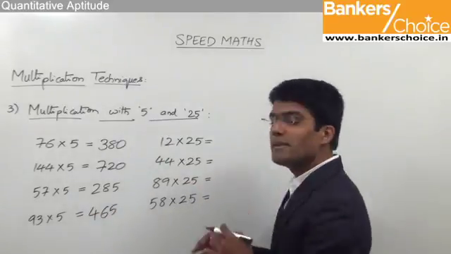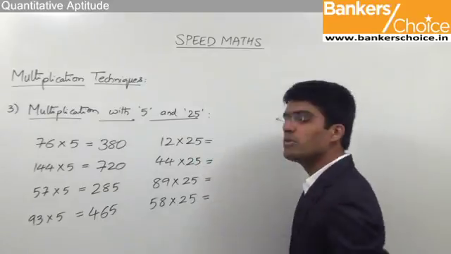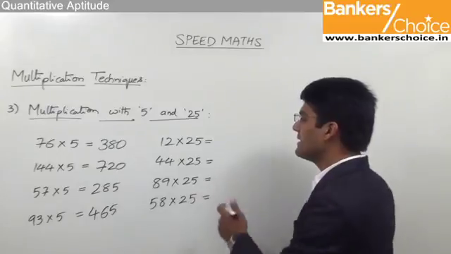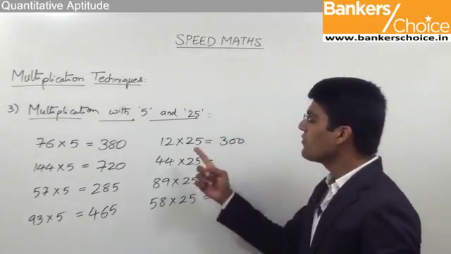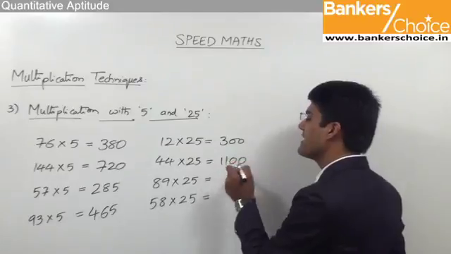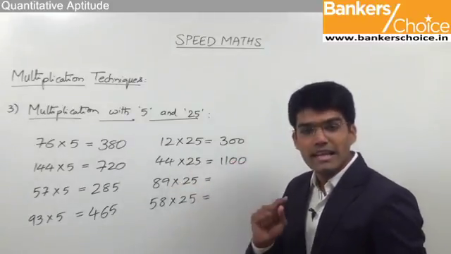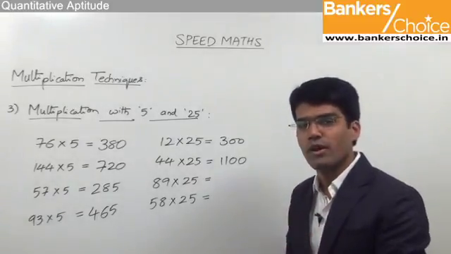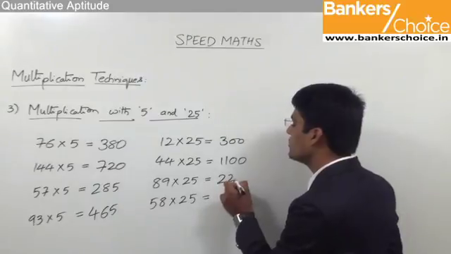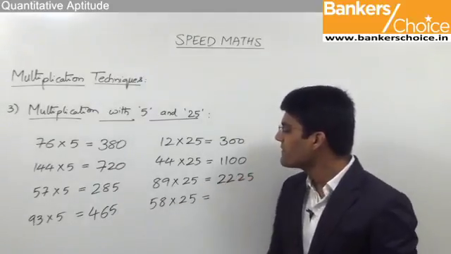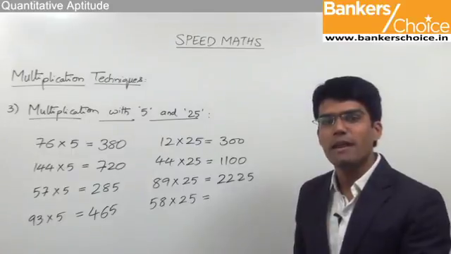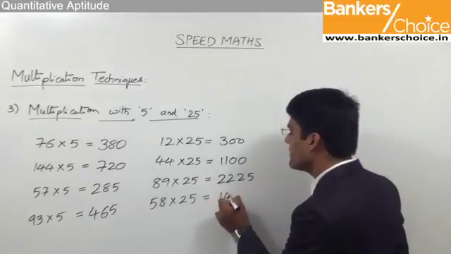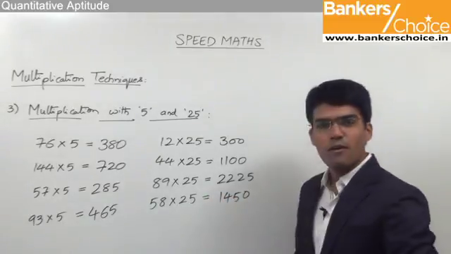Let us now look at the multiplications with 25. We know that here we need to take 1/4 of the number multiplied with 100. So 12 by 4 is 3, 3 into 100 is 300. 44 by 4 is 11, 1100 is the answer. 89 by 4: 88 by 4 is 22, so 89 by 4 will be 22.25, into 100 will be 2225. And the last one is 58 into 25. 58 by 4 will be equal to 14.5, 14.5 into 100 will be 1450. So these are the answers for these 4 questions.